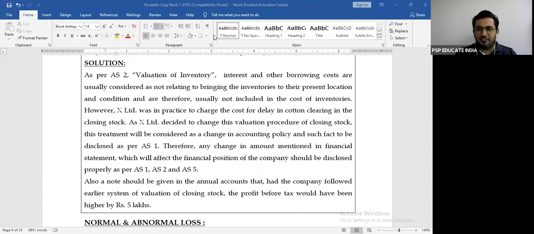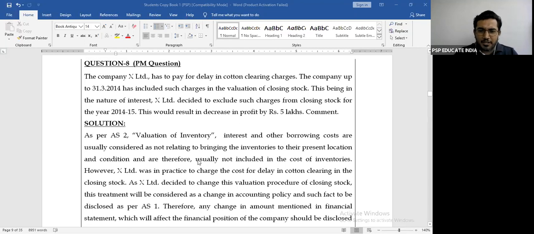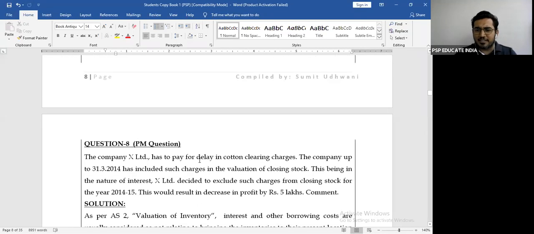So please understand, we have not added interest cost. Dekho kya likha hua hai? The company now will not include it. Pehle company include karti thi. Kyun karti thi? Wo nahi bola hai. Par humko ab se usko exclude karna hai. X Limited has decided to exclude such charges. So humne pehli baat to wo include kiya hi nahi hai.